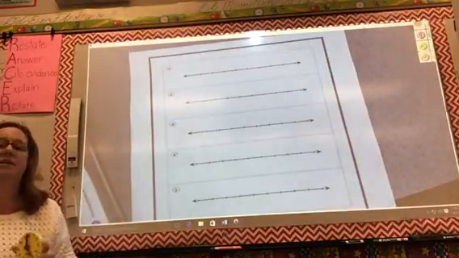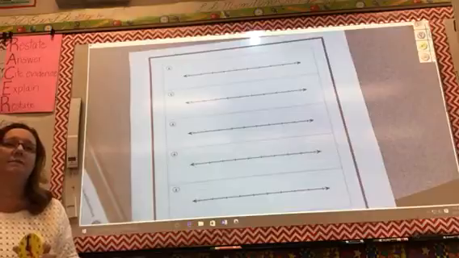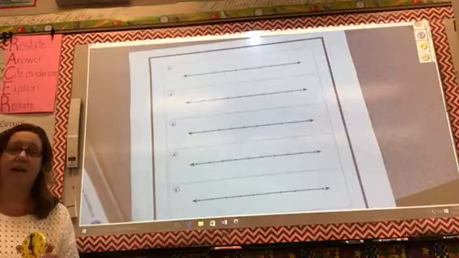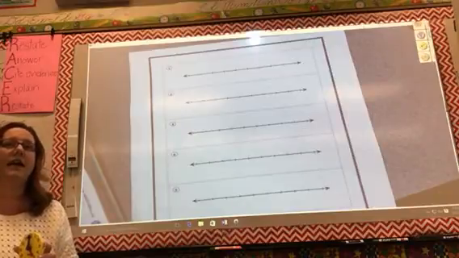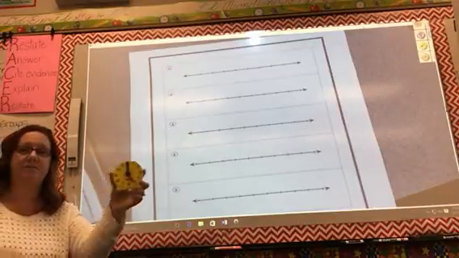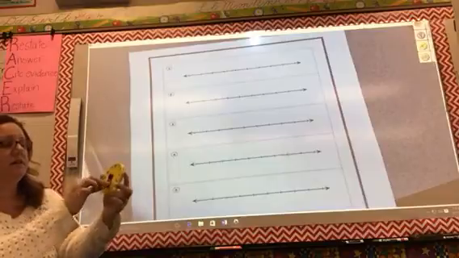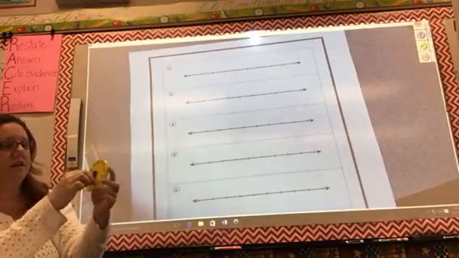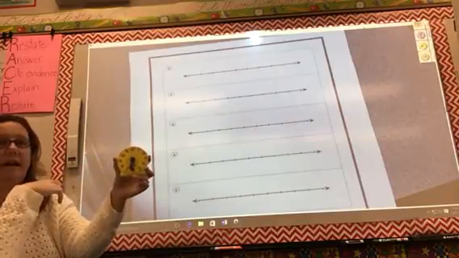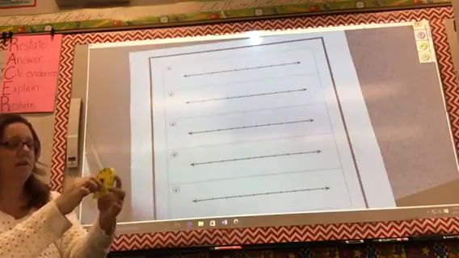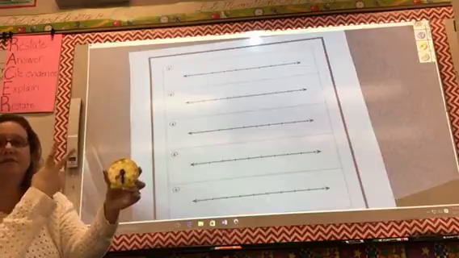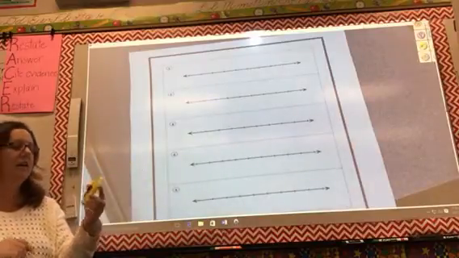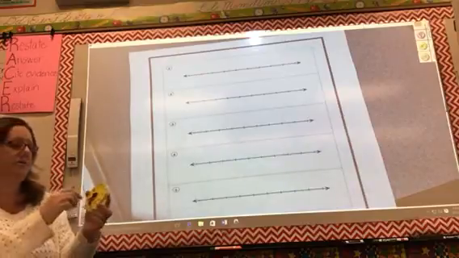Okay, let's try another one. What if the party started at 5:30, okay, and it ended at 7:30? Okay, pretty easy. So here's 5:30 on the clock. Go all the way around to 6:30, that's 1 hour. Go all the way around again to 7:30, 2 hours, right? Pretty easy, isn't it? Okay, let's try one that's a little bit harder.